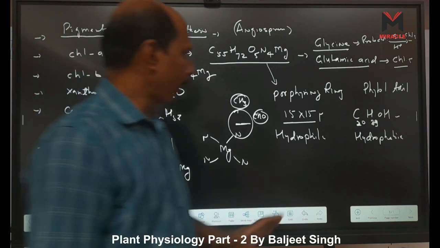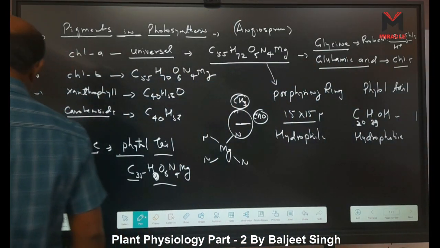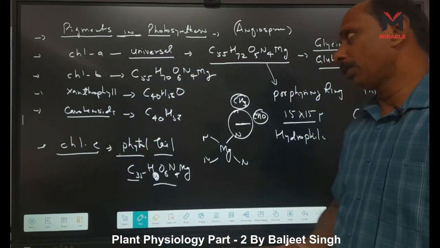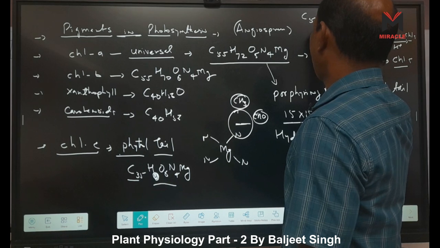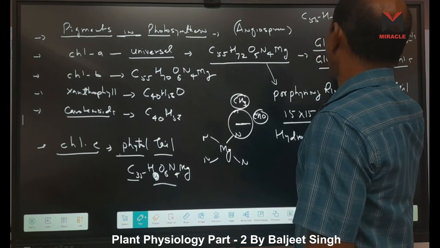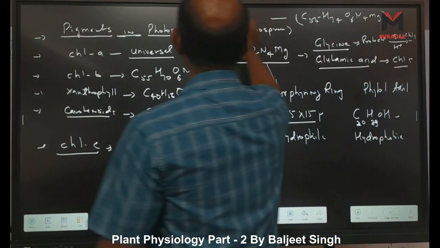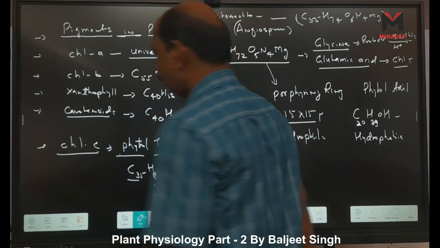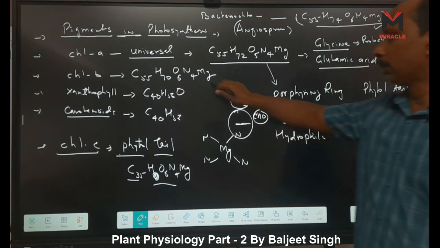Chlorophyll D also has a porphyrin ring and phytol tail, right? Bacterial chlorophyll is called bacteriochlorophyll because its molecular structure and formula are also different. In bacteriochlorophyll, the molecular formula is C55H74O6N4Mg. Because we know bacteria means cyanobacteria, this is present in cyanobacteria. It's near to chlorophyll A.